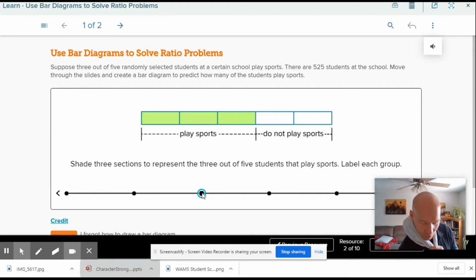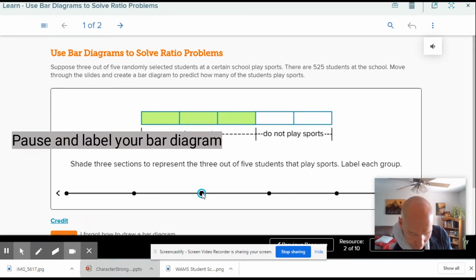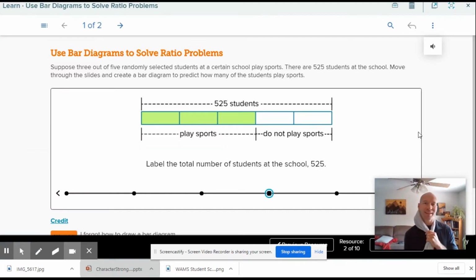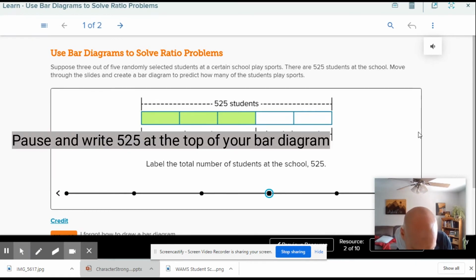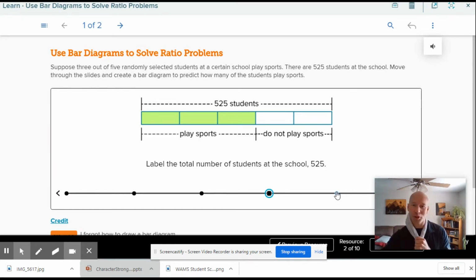I'm going to label each group. Now I'm going to label the total number of the students at the school. 525 students. Then I'm going to go to the next one.